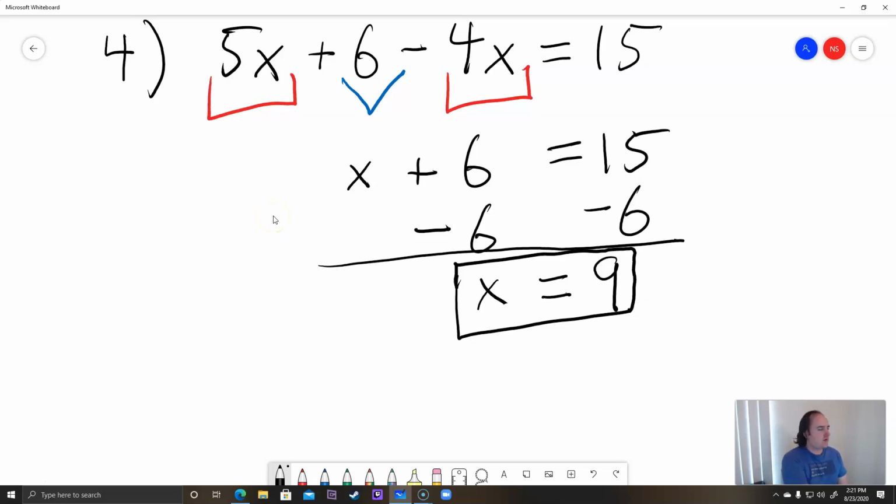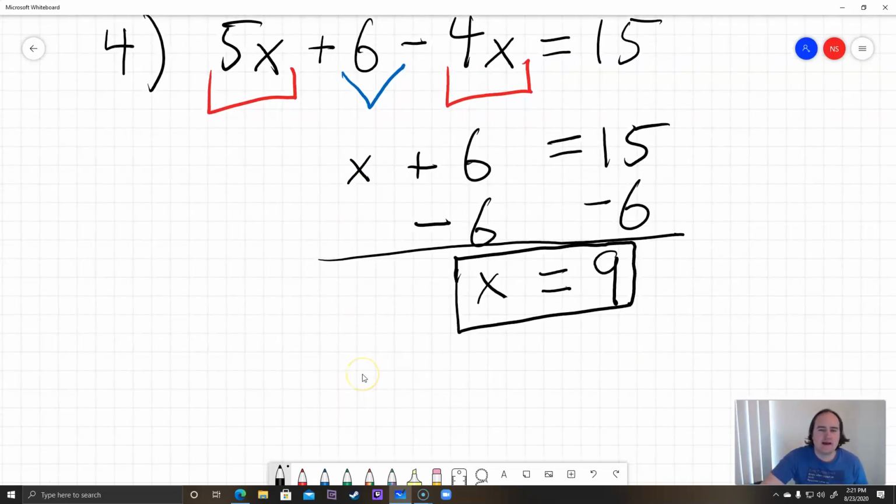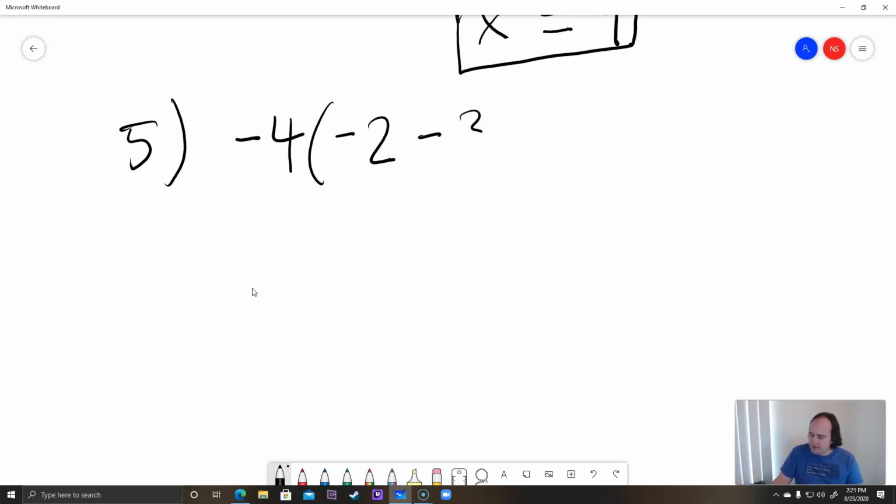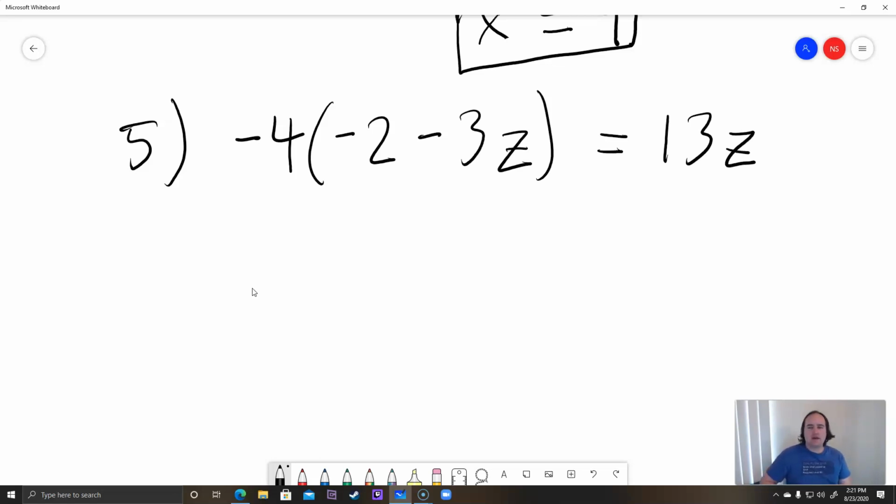Okay, so I wanted to open up a problem where we get to distribute and also combine like terms. Okay, so example number 5. For this example, we have negative 4 times the quantity negative 2 minus 3z equals 13z.